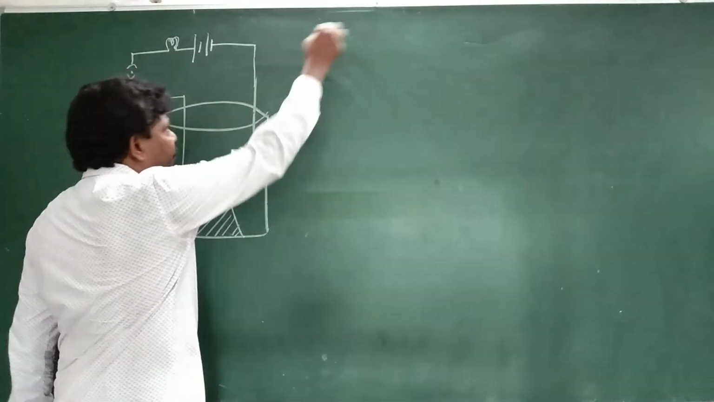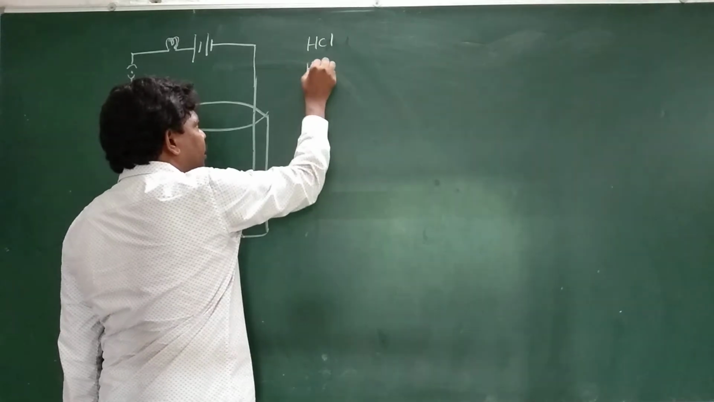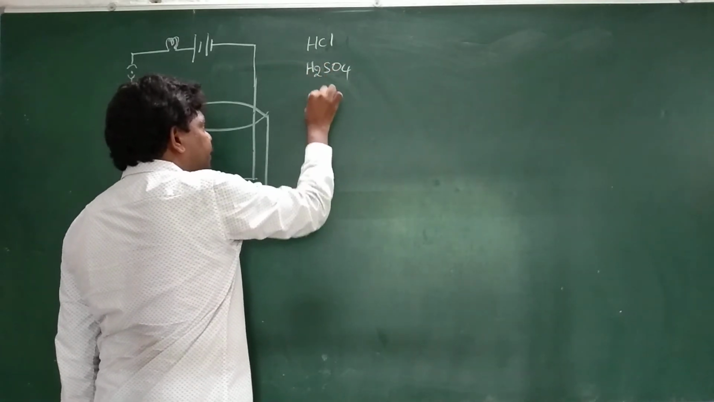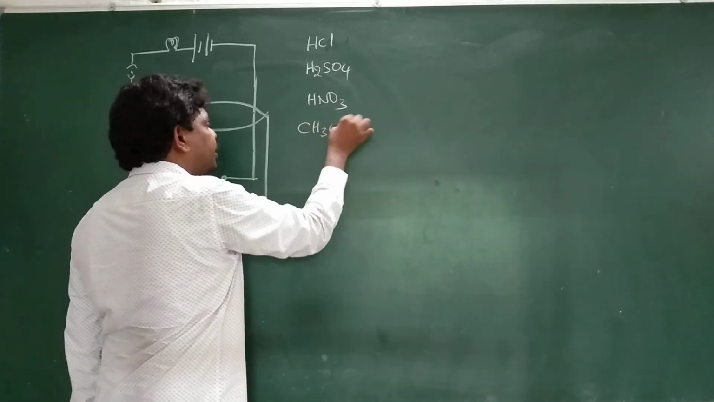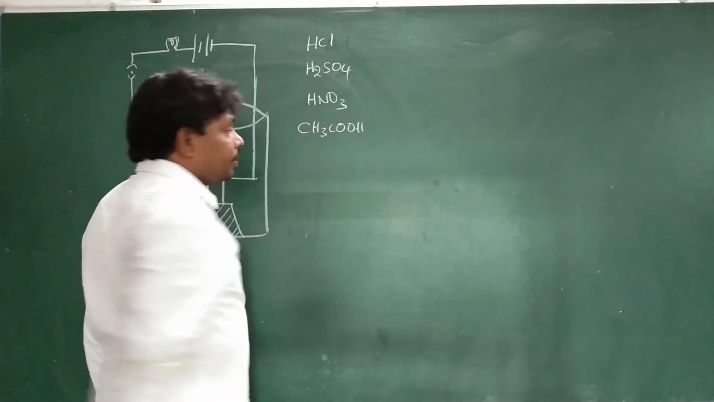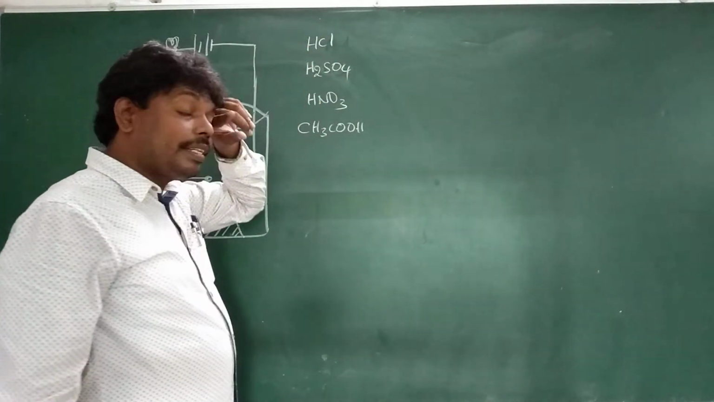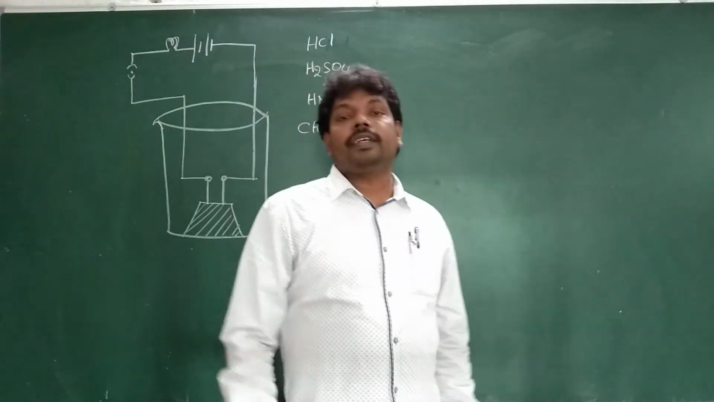I am writing a few acids like HCl, H2SO4, HNO3, and the weak acid CH3COOH. These are the acids. What is the common element in all these? Tell me. Okay, here we have to remember one activity.